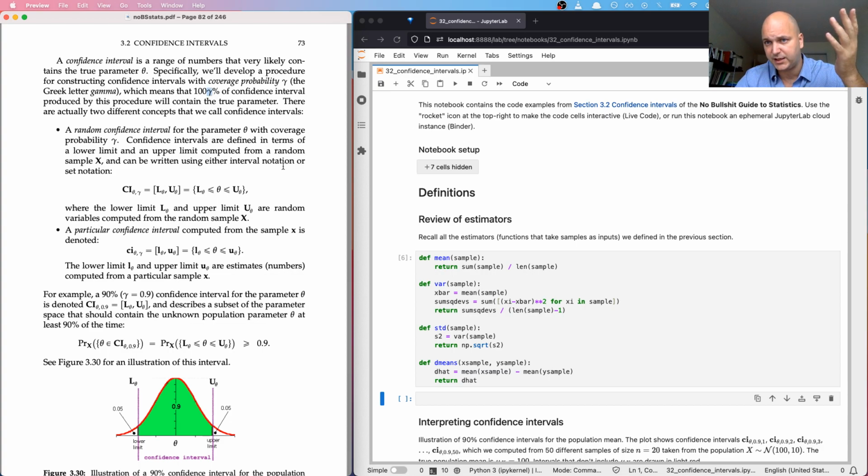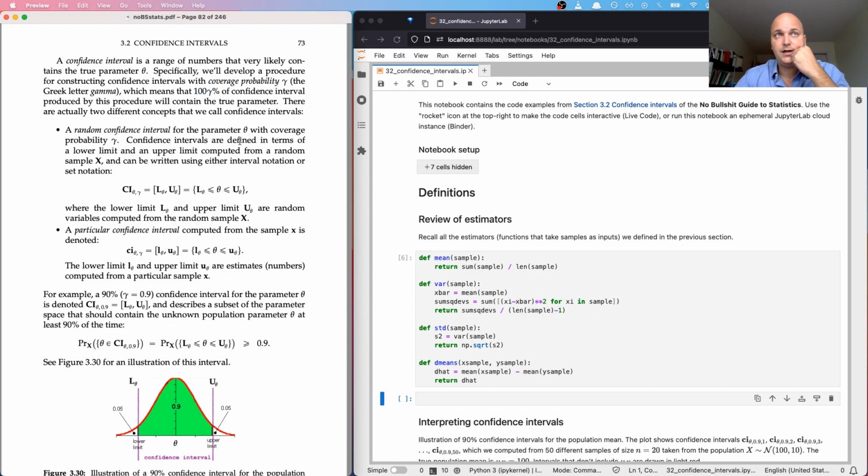Usually people choose 99, 90, sometimes 80%. Okay, and the only new concept is confidence interval. A confidence interval is a range of numbers, the lower bound and the upper bound, that contain the parameter theta gamma percent of the time.